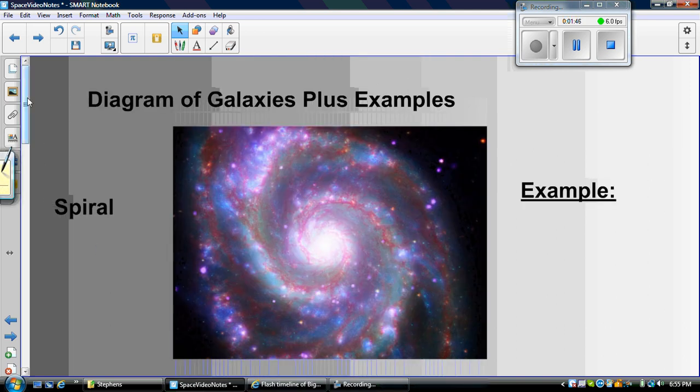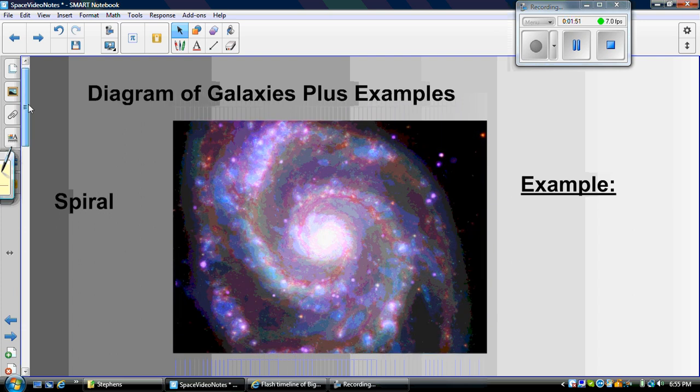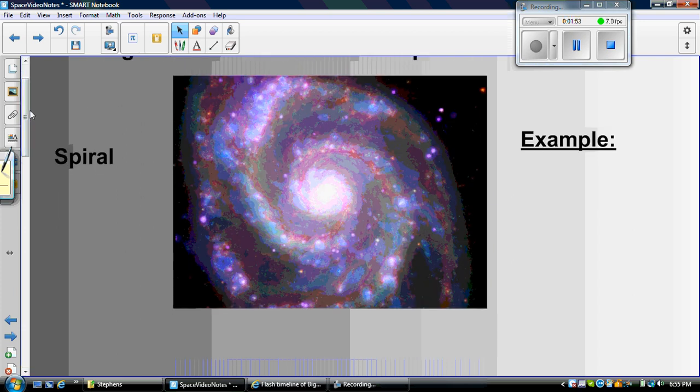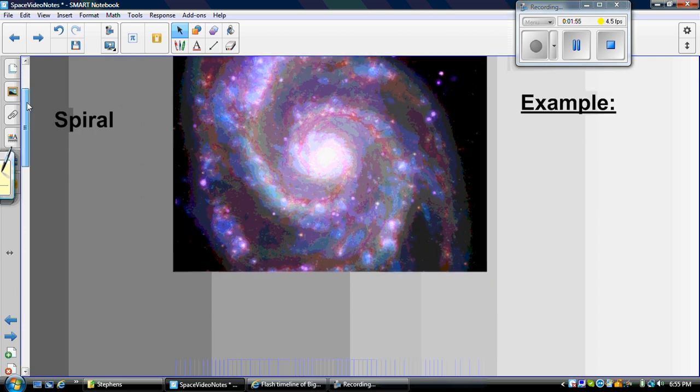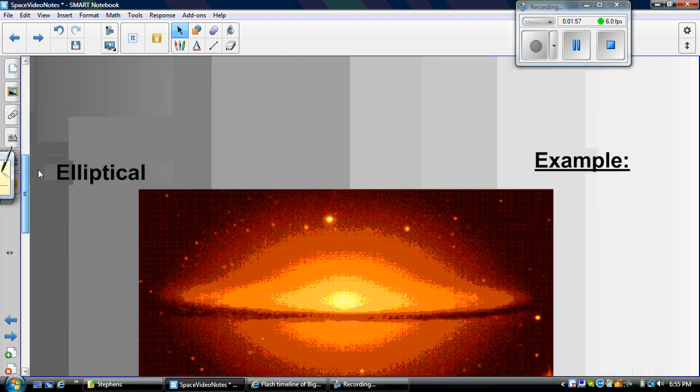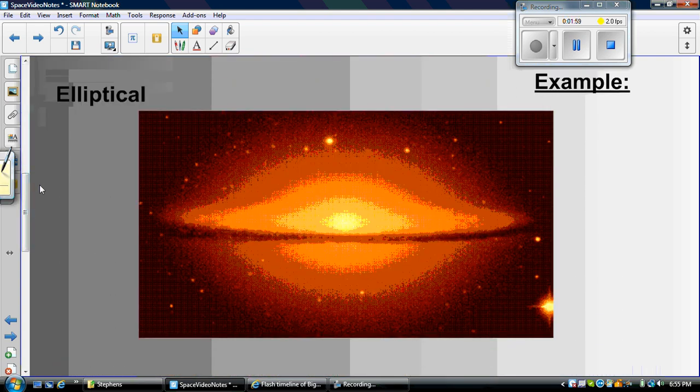Okay, and to give you an idea, there are different shapes of galaxies. A spiral shape is what the Milky Way is an example of, the galaxy we live in. There are elliptical-shaped galaxies, which means they're very oval in shape. That's an example of an elliptical galaxy. Pretty cool.